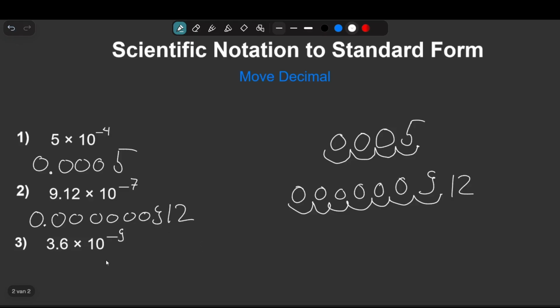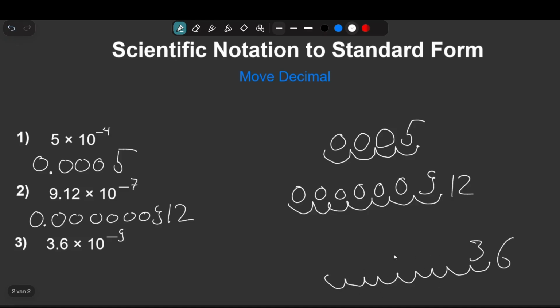So now for our last example, we have 3.6 times 10 to the power of -9. So again, let's start with just writing down our 3.6 right here. So again, we have our decimal already. So we're going to move the decimal to the left from this spot. So we have a 9 right here. So we're going to move it to the left 9 times. 1, 2, 3, 4, 5, 6, 7, 8, 9.